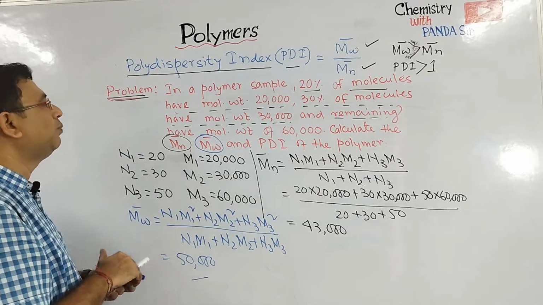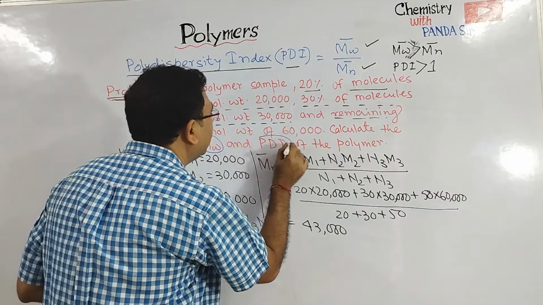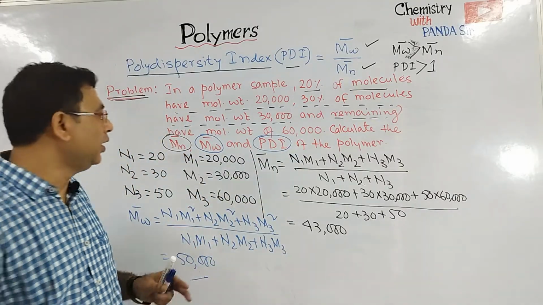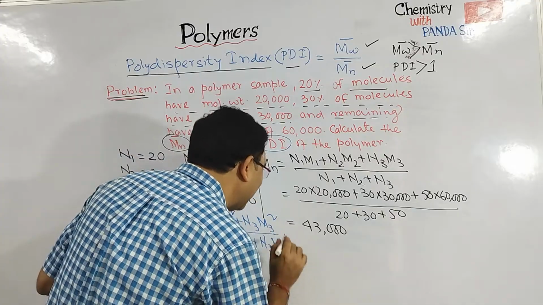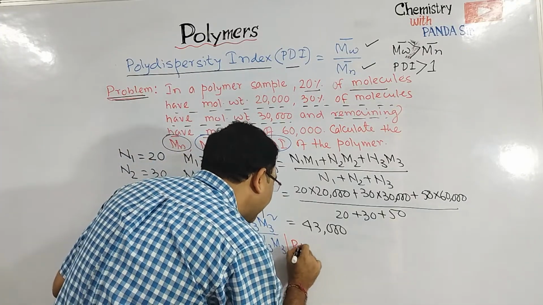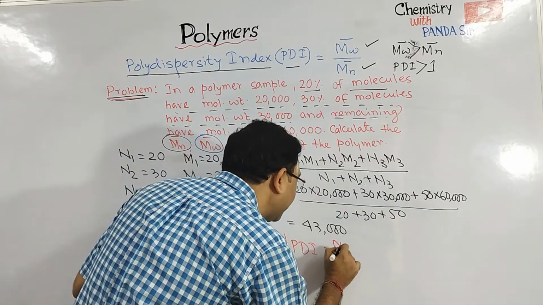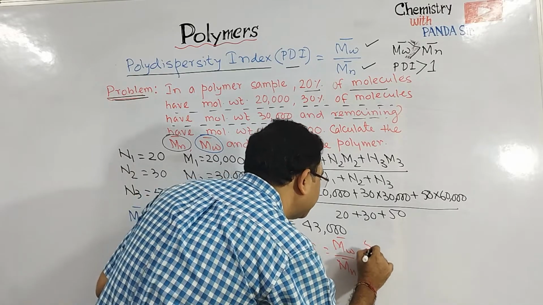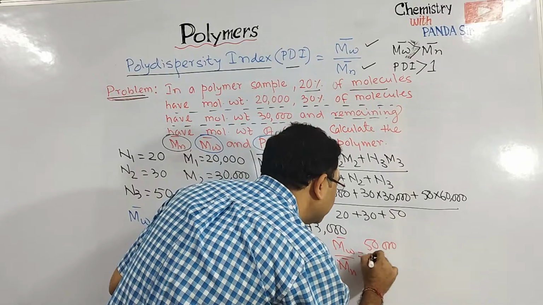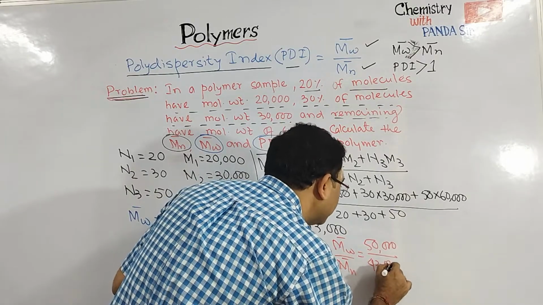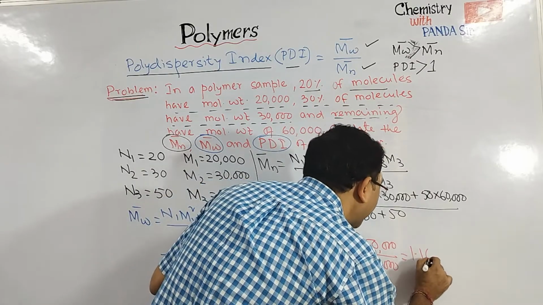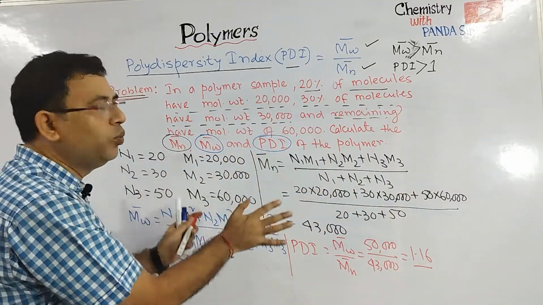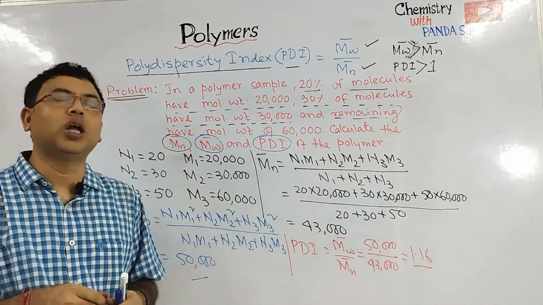Now one more thing I have to calculate. So we are done, one more thing, it's PDI. What is the Polydispersity Index? I said that PDI is MW bar by MN bar. So just put the value 50,000 by 43,000 and this value will come 1.16. Okay, 1.16. This is the simple way by which we can solve the numerical.